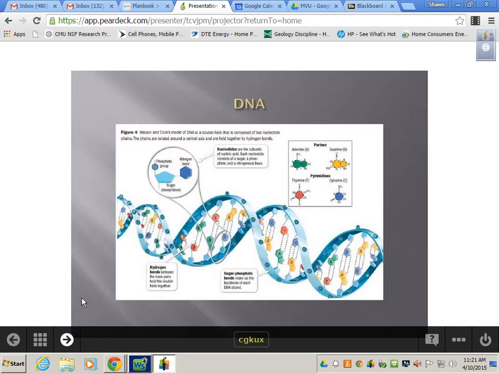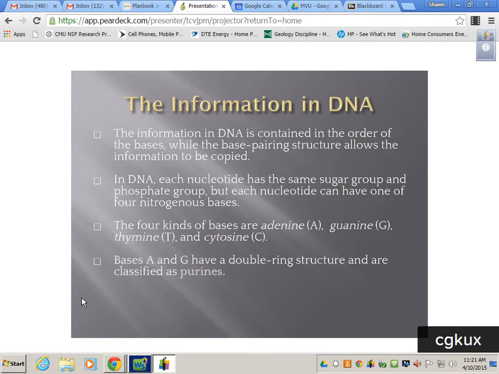Okay. So the information in DNA is contained in the order of the bases. Well, the base pairing structure allows the information to be copied. How do we copy? G to C and T to A, or A to T. Anytime you have a G, C, C, G, A, T, T, A, T, A, G, C, C, G, C, G, A, T, T, A. Doesn't matter what it is. You always know what the other one is.